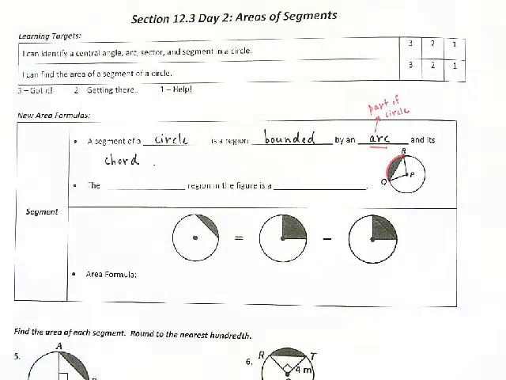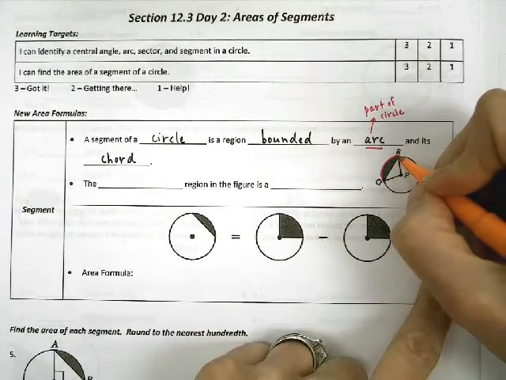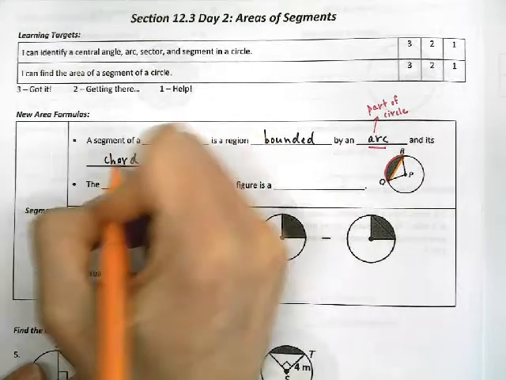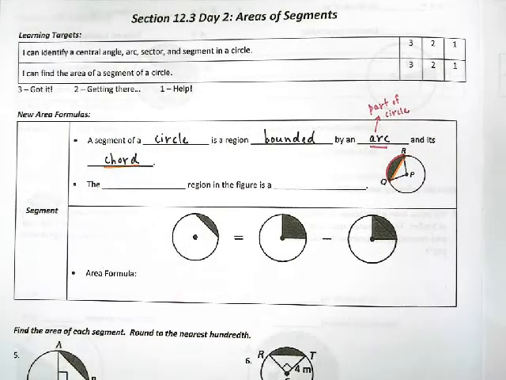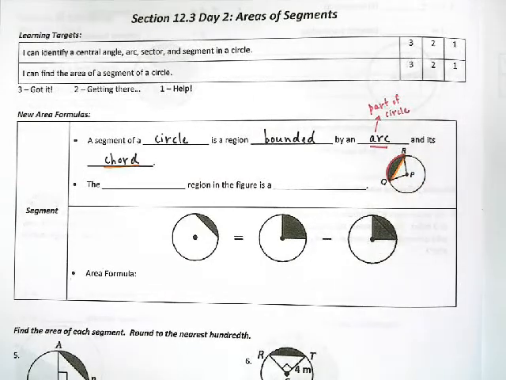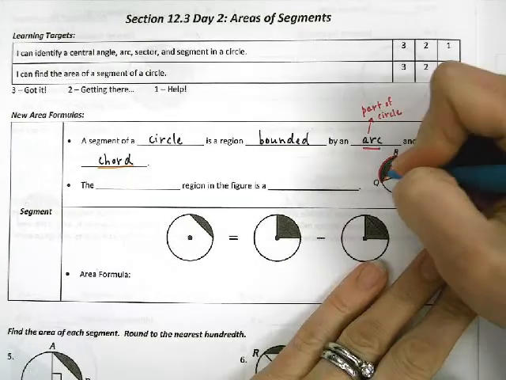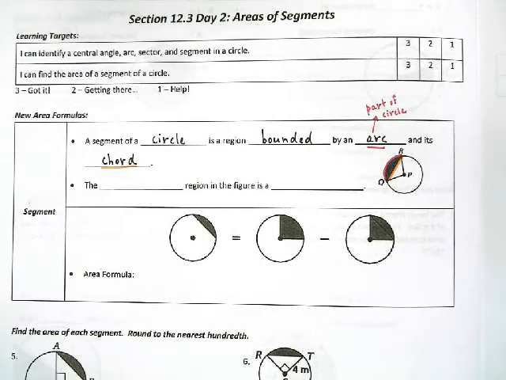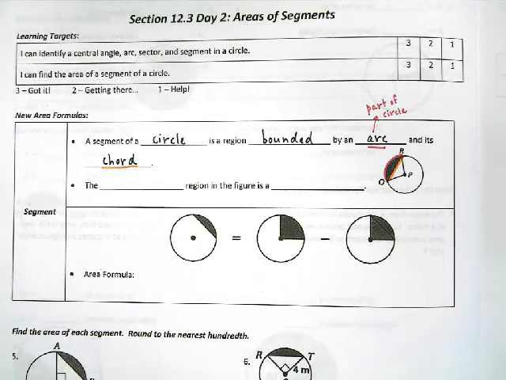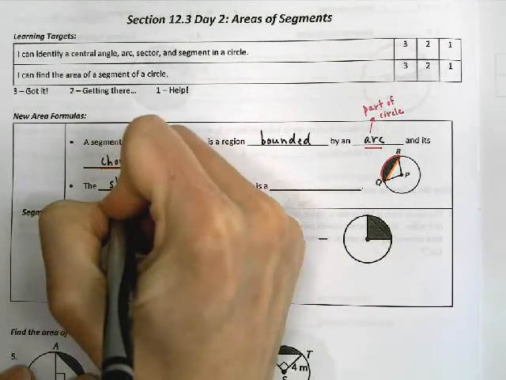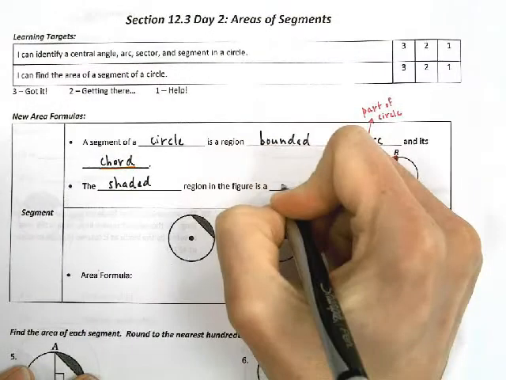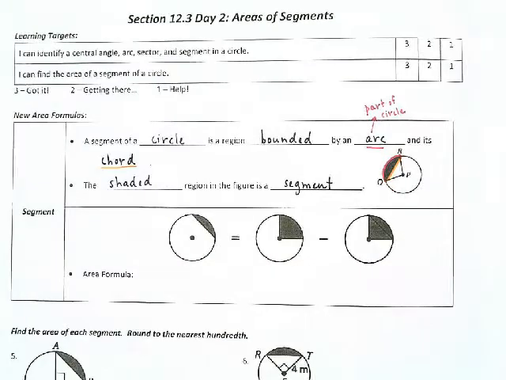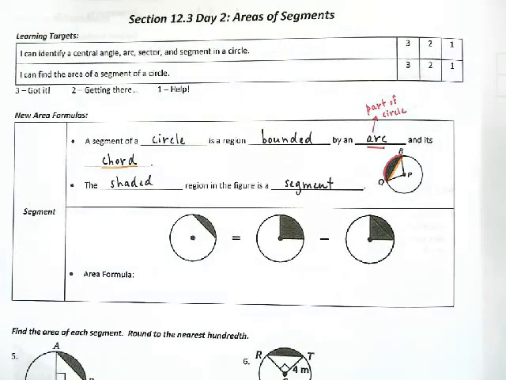Okay, now the chord, if I were to take those two same endpoints and connect them, that's the chord. So that's what we're talking about with the chord there, just connecting those points that are on the circle. And so the segment then is everything that's in between those two things. Okay, so in our picture, that shaded region is a segment. So those are the things that we're going to be finding the area of today.